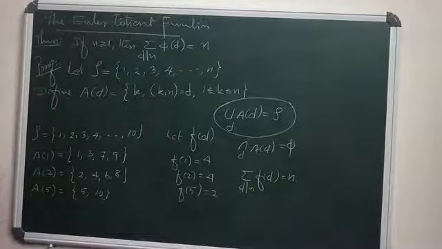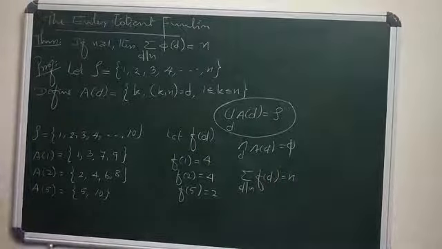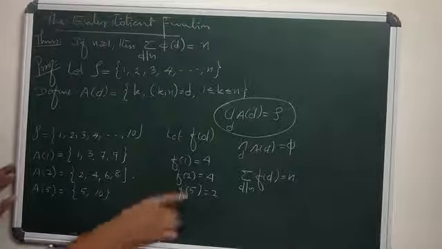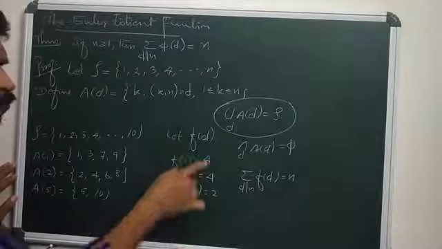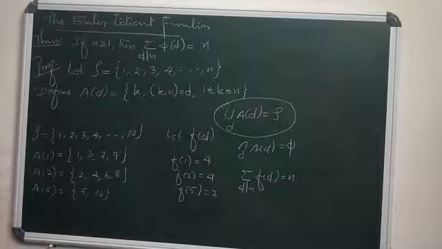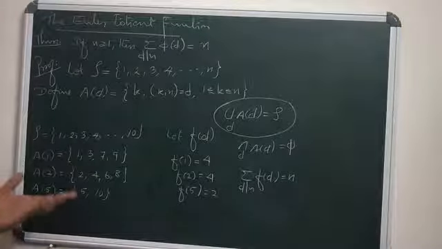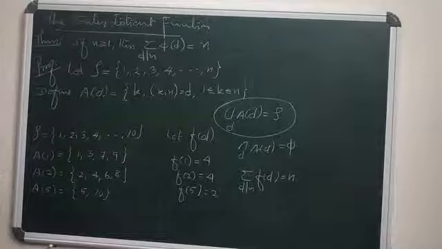So here F of 1 equals 4, F of 2 equals 4, F of 5 equals 2, where F of t denotes the number of integers in A of t. Clearly, what is sigma D divides n of F of D? It equals 10, because F of 1 plus F of 2 plus F of 5 is 10 here. How many integers in S? 10. So sigma D divides n of F of D is the number of integers in S, where F of D is the number of integers in A of D.